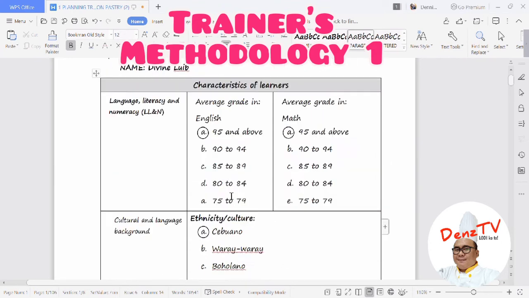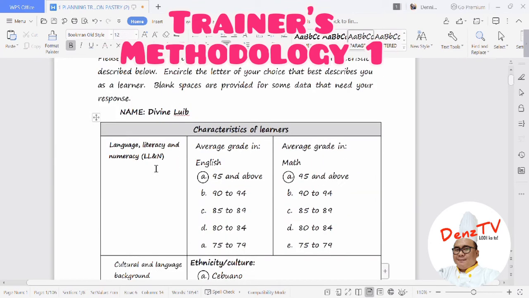For example, language. Having the assessment in the local language rather than in English. For example, if your trainees are all Cebuano, it is better to use the Cebuano language than English, right? So that all of them will be able to understand.